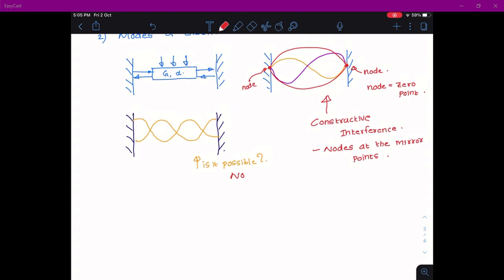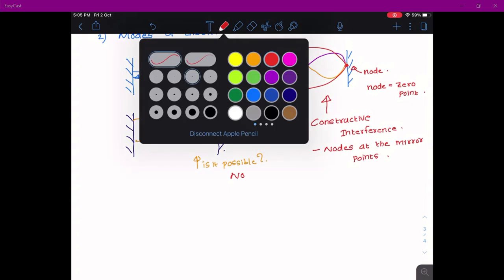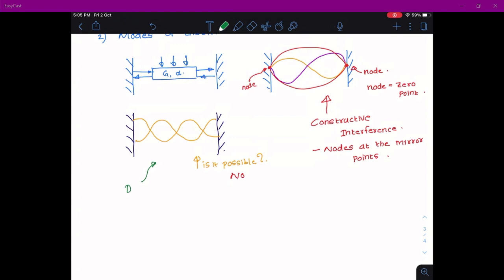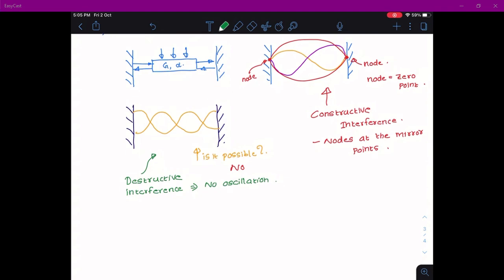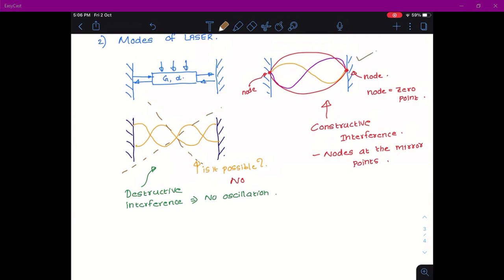If there is constructive interference, then only the wave can amplify and keep on oscillating. In this case, you actually have a destructive interference, which implies there is no oscillation. Oscillation means you have both gain and loss equal, because of which the wave produced will keep on going back and forth. If this scenario occurs, you cannot have a laser output. Only because of this scenario you will have a laser output.